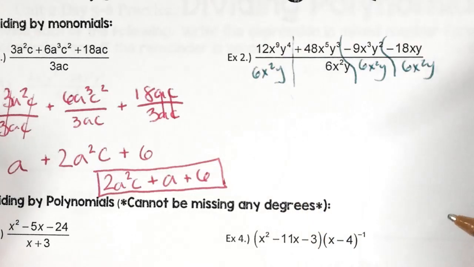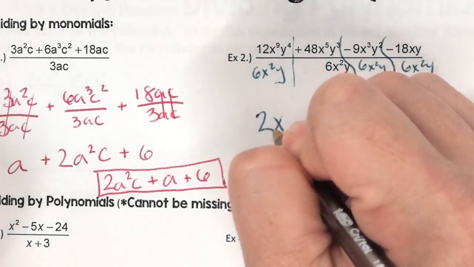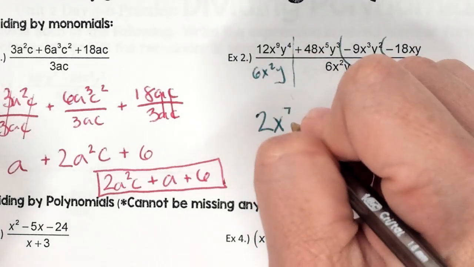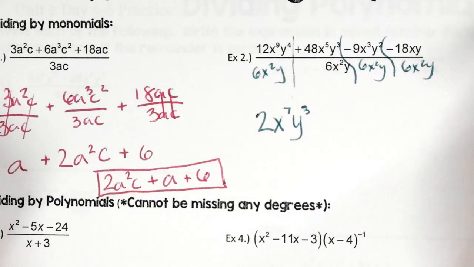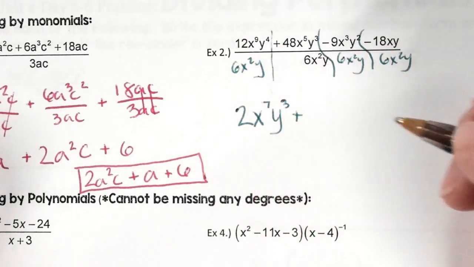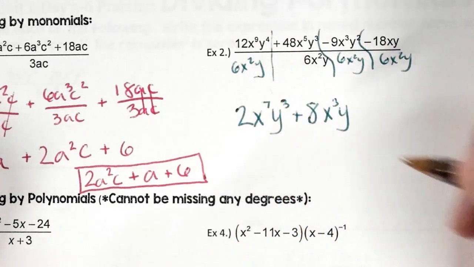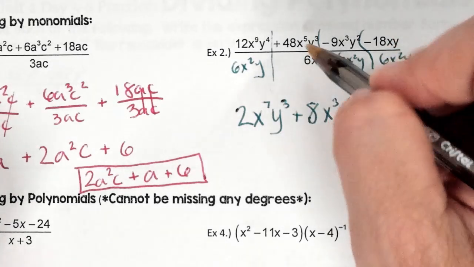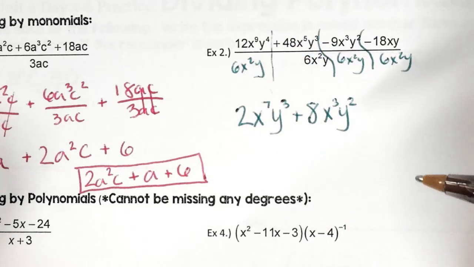So what's 12 divided by 6? 2. Now, where are there more x's? Top. And how many do I have left? Okay, where are there more y's? Top. And how many do I have left? 3. Plus what? Yeah, because 48 divided by 6 is 8. 5 minus 2 is 3. 3 minus 1 is 2. And they were all on top, more on top.